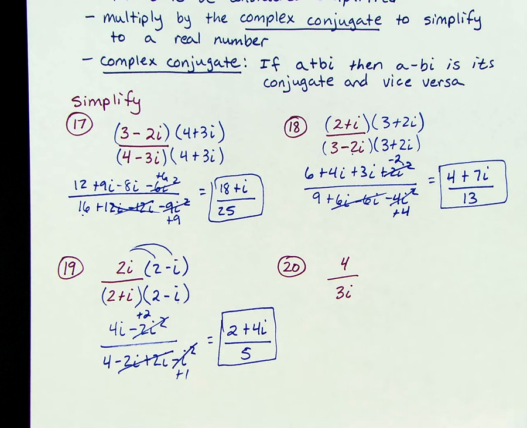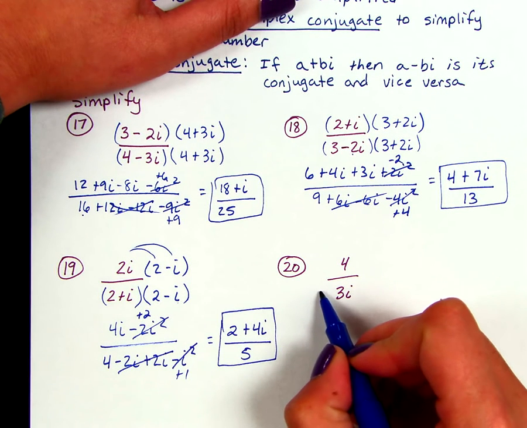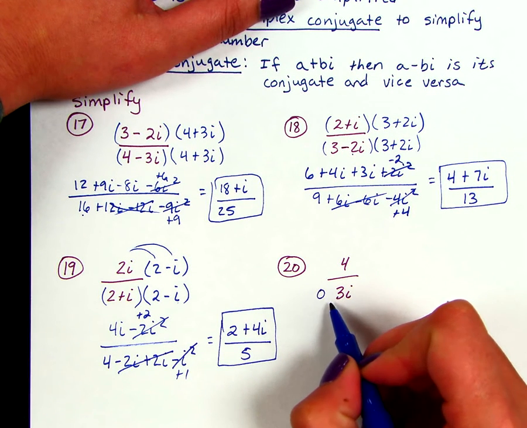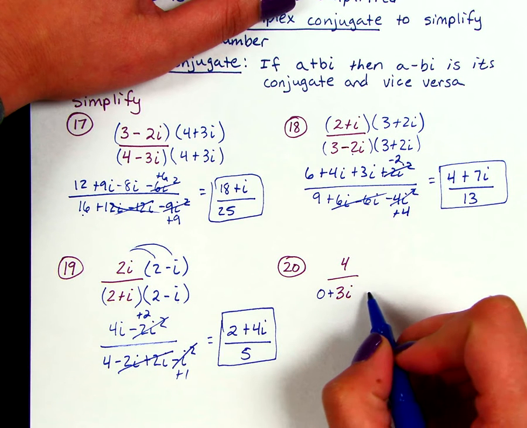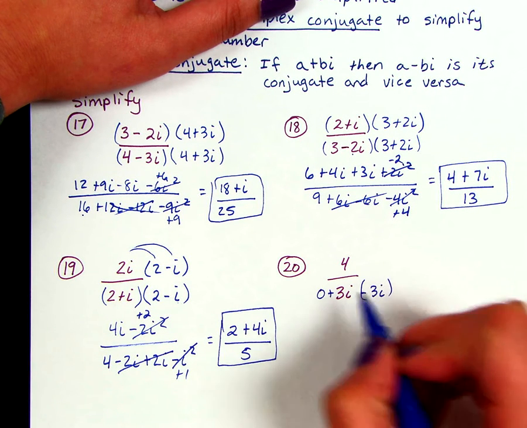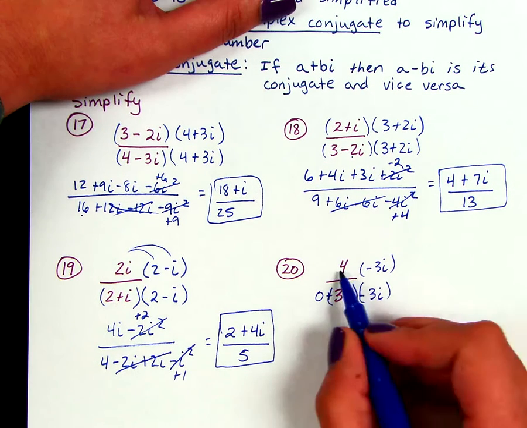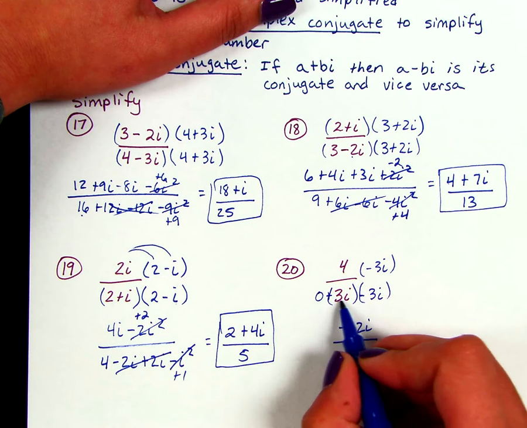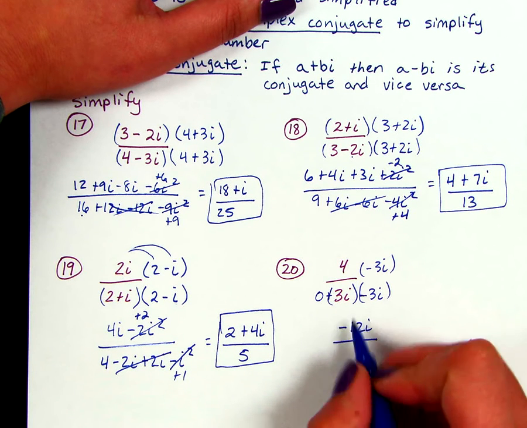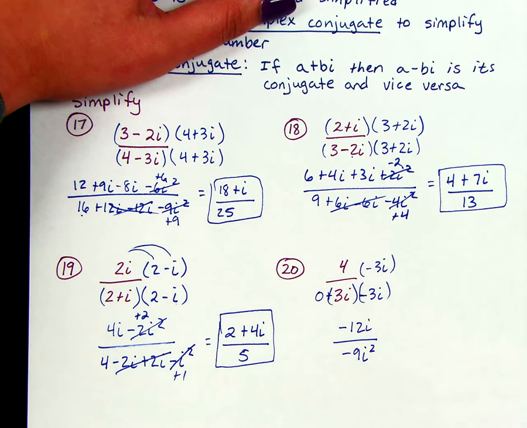All right, next one. So this is really the same idea as saying 0 plus 3i. So my complex conjugate is going to be negative 3i, so we're just multiplying by a negative 3i to both the top and bottom. So 4 times negative 3i will be a negative 12i. 3i times negative 3i is negative 9i squared.